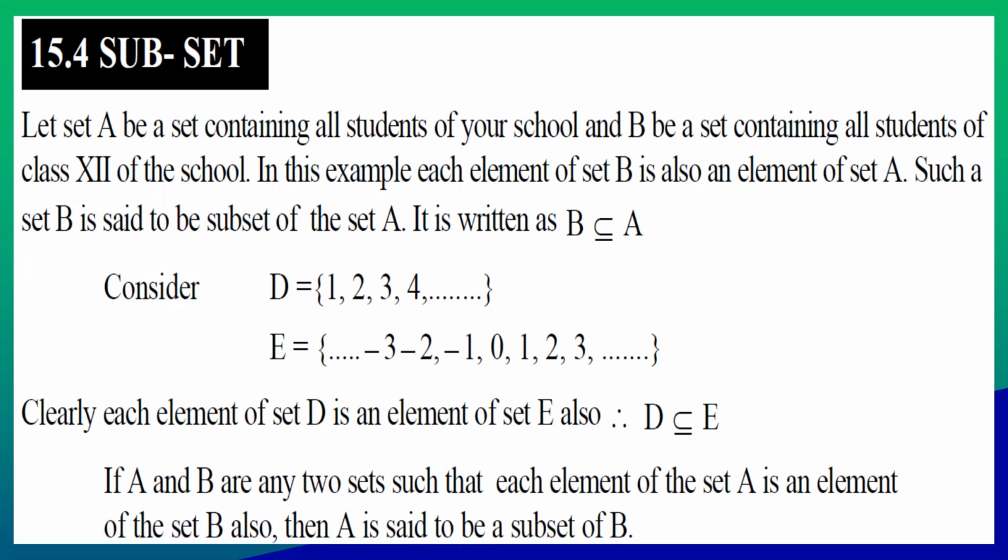In this example, each element of set B is also an element of set A. Such a set B is said to be a subset of the set A. So it is written as B is a subset of A. So this is the symbol for subset. B is a subset of A means all the elements of set B are in set A.